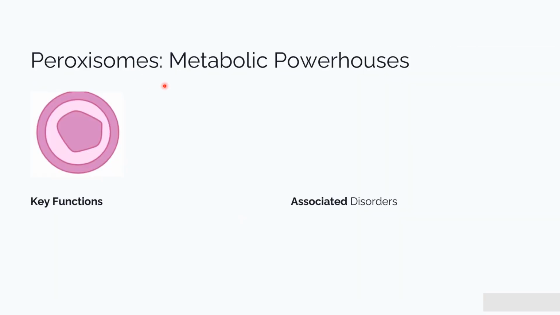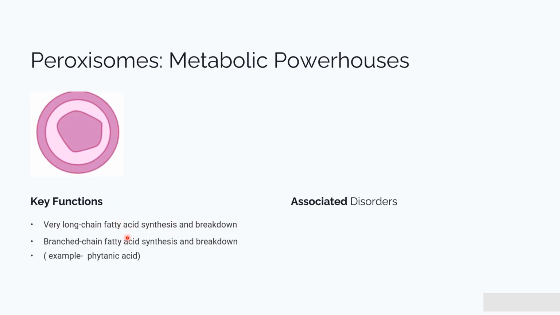Now we are going to see about the peroxisomes. The key function of the peroxisome is that it will result in the beta oxidation of very long chain fatty acids and fatty acid synthesis too. Similarly, breakdown of branched chain fatty acids and synthesis of branched chain fatty acids too. Defects will result in Refsum's disease, adrenoleukodystrophy, as well as Zellweger disease.